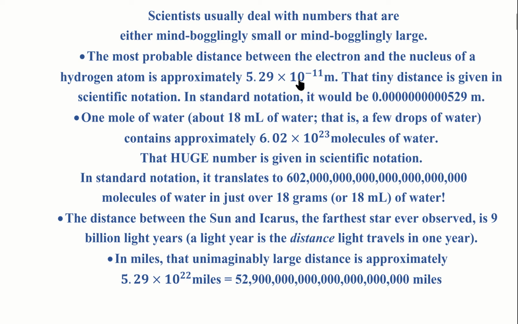If you were to actually write this out in the standard notation we're used to, it would look like this. So it would be a decimal point, 10 zeros after it, and then 529. So it would take a lot more effort to write that down compared to this.